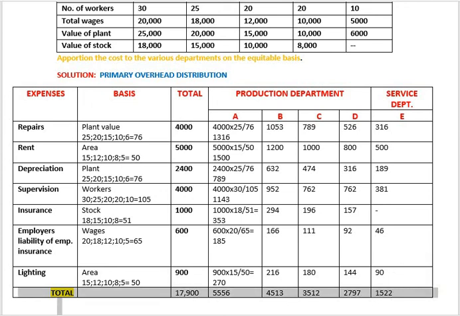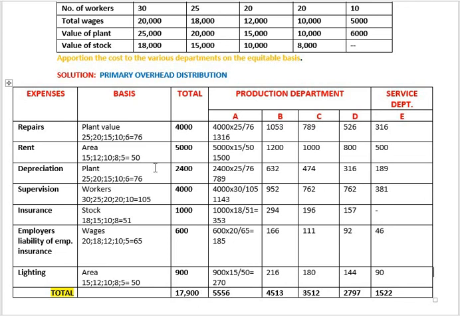So this is the total of four production departments and one service department. And dear students, you can also compare this value. After finding the total, once again you cross verify with the items. You can add 5,556 plus 4,513 plus 3,512 plus 2,797 plus 1,522. If you add all the departments' totals, you are going to get this 17,900.